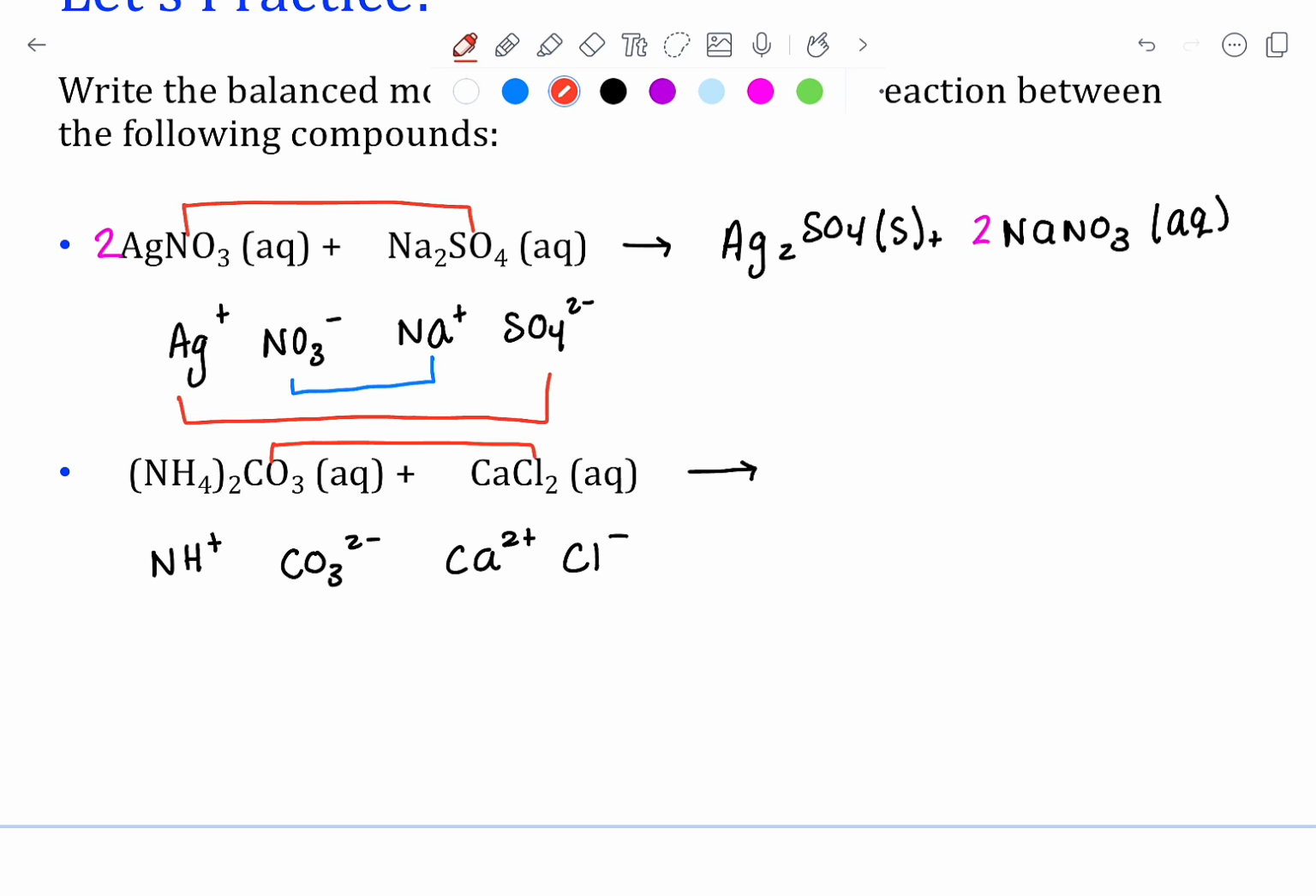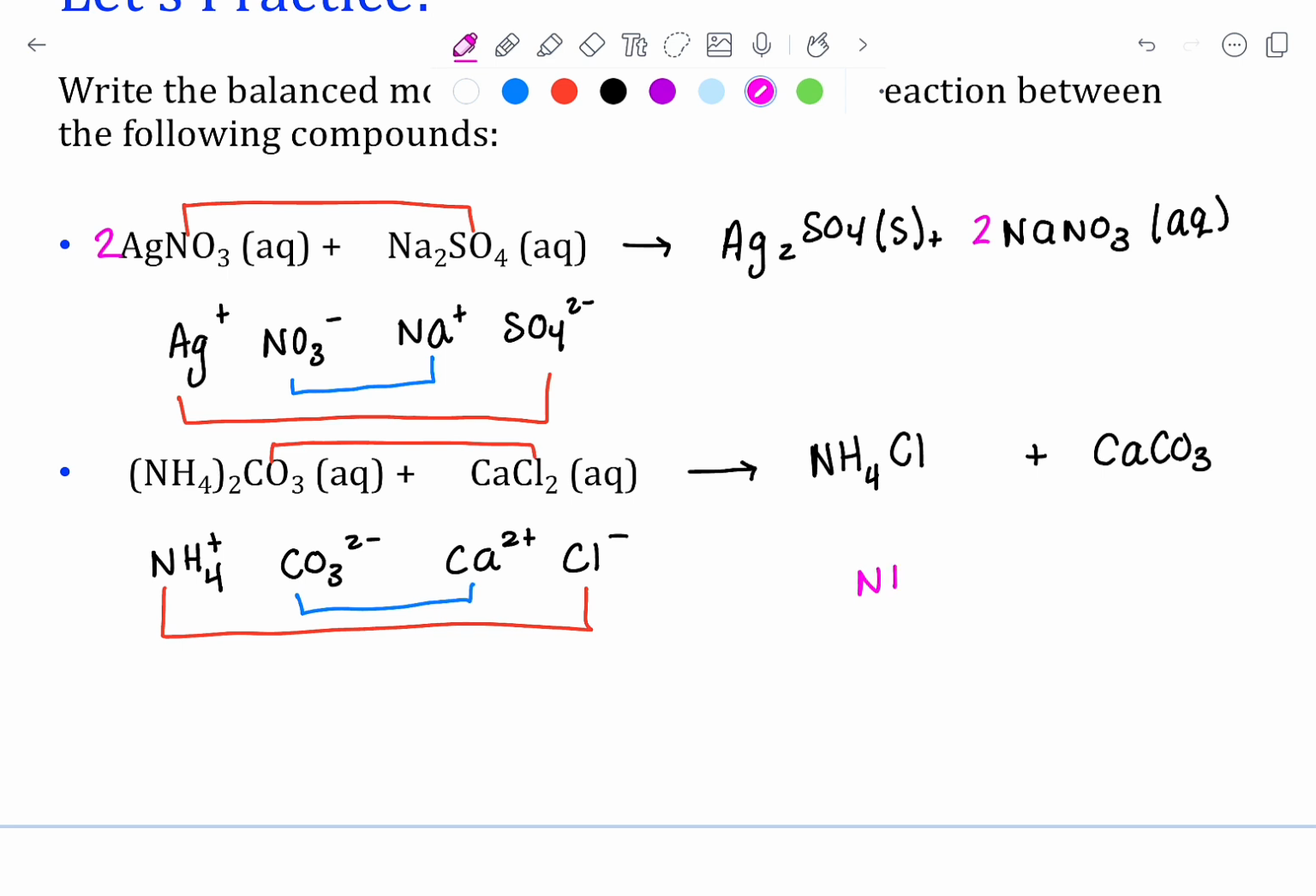So when I do ammonium with chloride, that's going to be NH, oops, that should have a 4 on it, NH4Cl, they're equal but opposite charges, plus CaCO3, equal but opposite charges as well. Okay, next up is to balance.